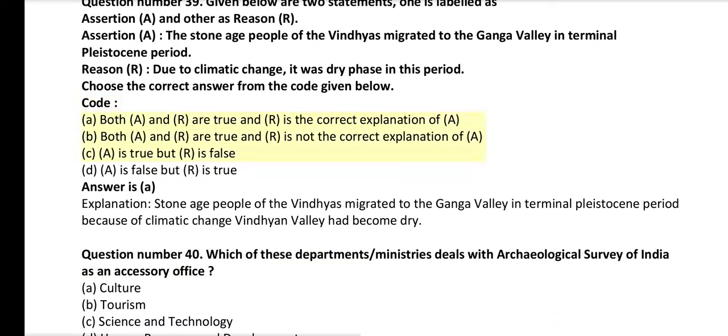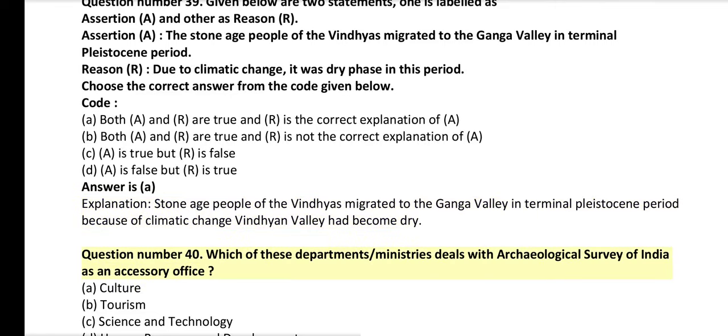Code A. Both A and R are true and R is the correct explanation of A. B. Both A and R are true and R is not the correct explanation of A. C. A is true but R is false. D. A is false but R is true. Answer is A. Explanation: Stone Age people of the Vindhyas migrated to the Ganga Valley in terminal Pleistocene period because of climatic change. Vindhyan Valley had become dry.